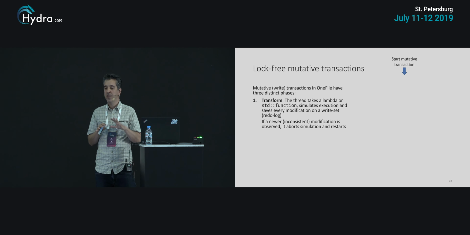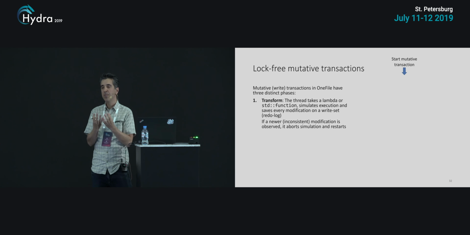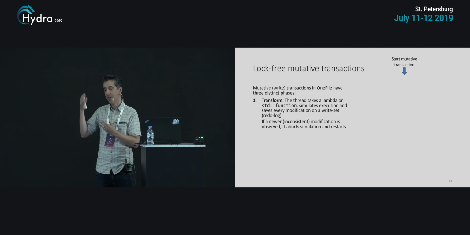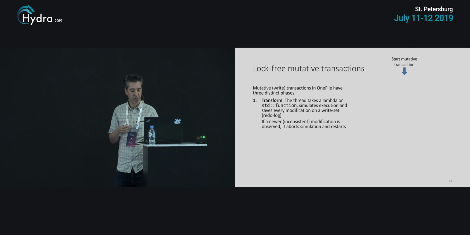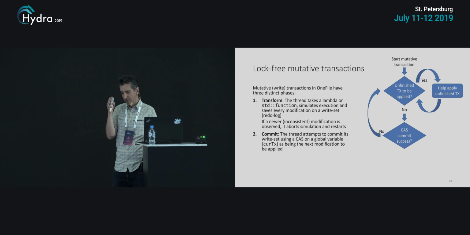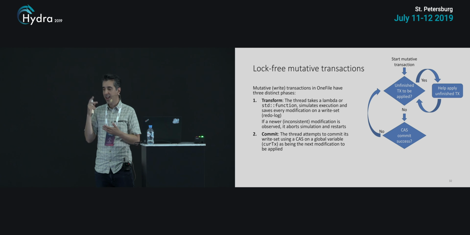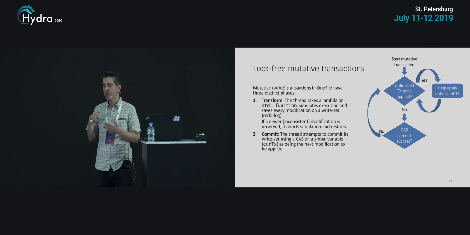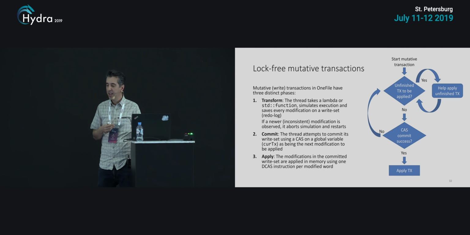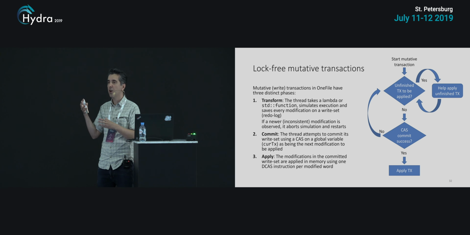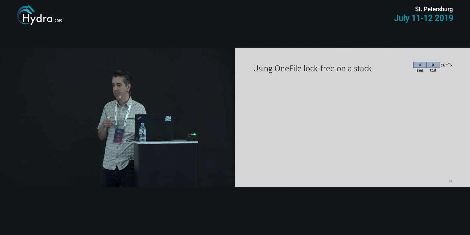So we start by, it has 3 steps, and the first one is called transform. So we transform our lambda into a log, a write set that contains all the modifications that are being done by that particular transaction. So it takes the lambda, puts it in a stub function and does that. And then it just does one CAS, a single CAS, to commit the transaction, to decide who is the thread that's going to submit its operation. And then the next step is simply to take the redo log and apply all the modifications using double-word CAS. So let's see how this applies to a stack.